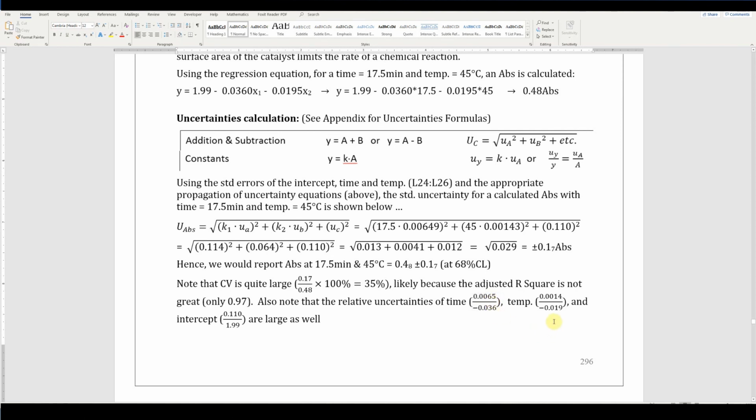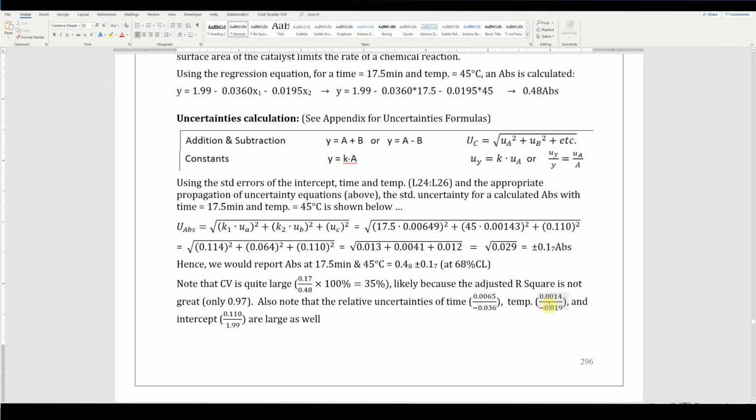Take a look at the temperature uncertainty compared to the temperature coefficient. So multiply numerator and denominator by 1,000. This would be 1.4 on 20. What is that on 100 as a percent? So multiply numerator and denominator by 5. This would be about 5 plus 2, about 7 parts.